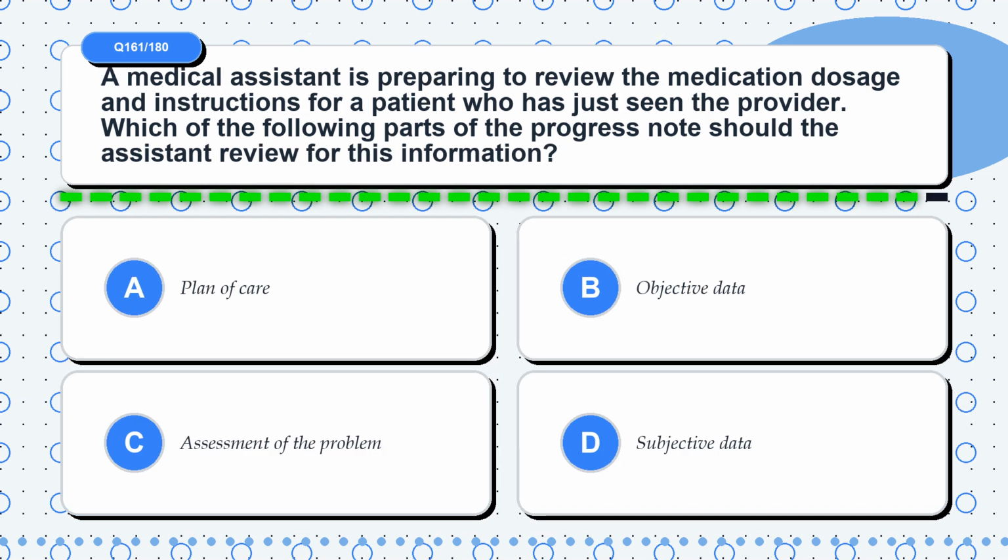Question 161. A medical assistant is preparing to review the medication dosage and instructions for a patient who has just seen the provider. Which of the following parts of the progress note should the assistant review for this information? Here are the options. Option A, plan of care. Option B, objective data. Option C, assessment of the problem. Option D, subjective data.